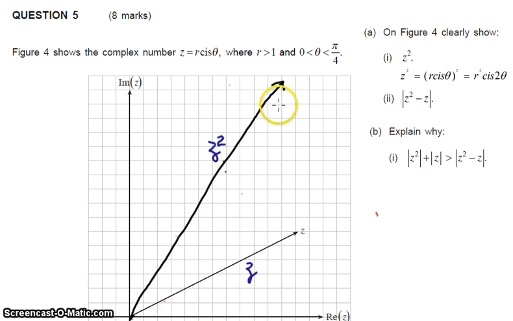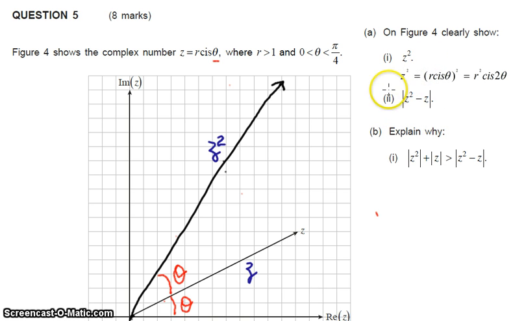So this will give you the complex number z squared with the modulus longer than the modulus of z. And the argument of z is theta, right? And the argument of z squared is 2 theta, hence this angle is theta. So we have completed part 1.